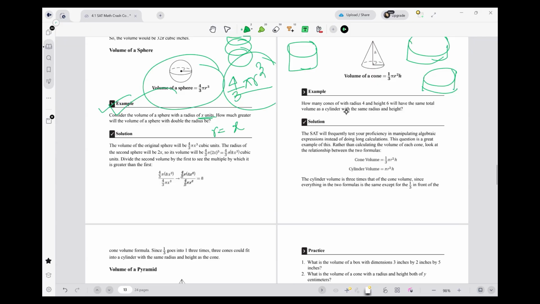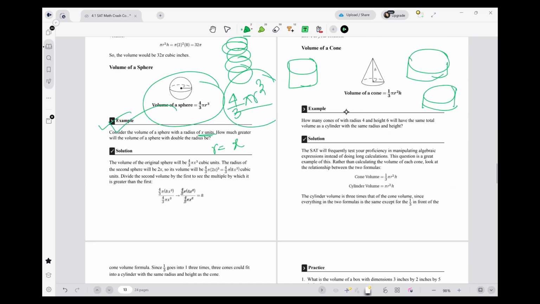How much greater? So you just need to think about, for an example, two different spheres. That is V1, the volume for sphere 1, which is 4 by 3 pi R1 cube, that is 4 by 3 pi x cube.